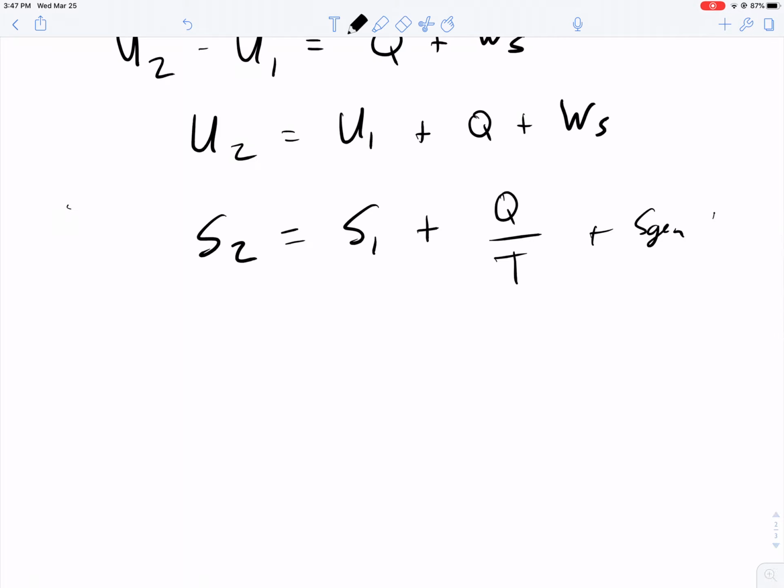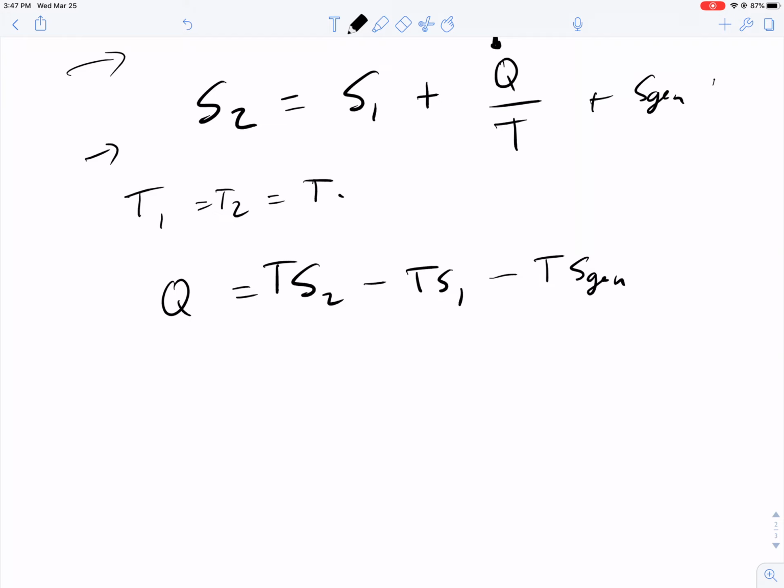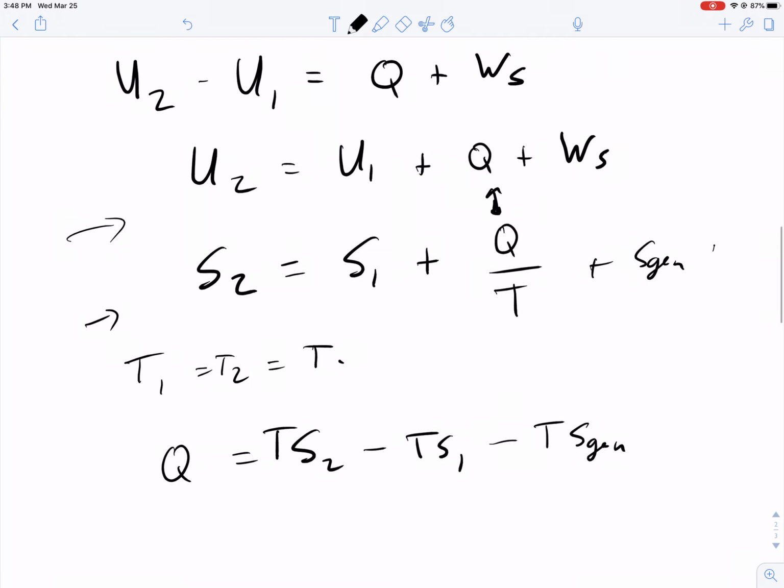The way that we combine these two equations to look at what kind of role entropy is having on our energy equation is through Q. So if we rearrange this for Q, and note that we're going to operate at T1 equals T2 equals T, we will have then Q equals S2 times T minus T S1 minus T S-gen.